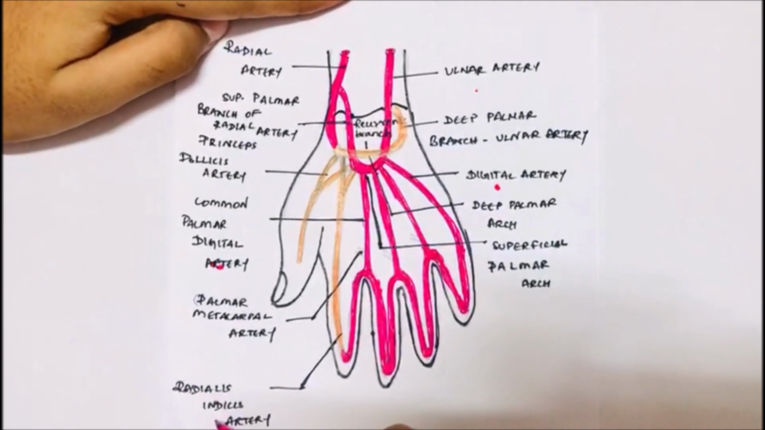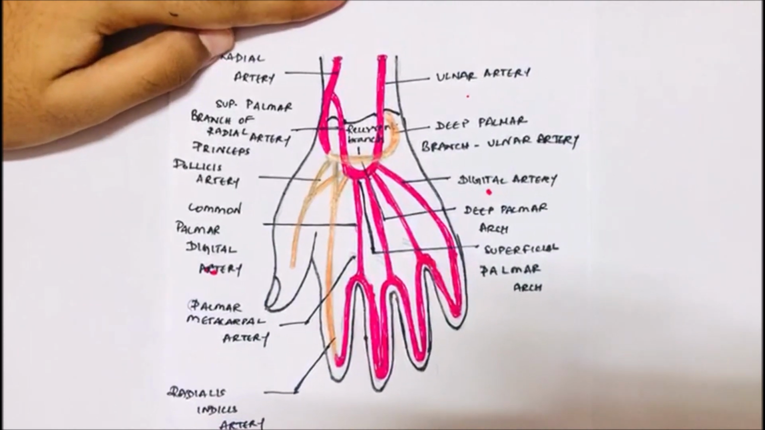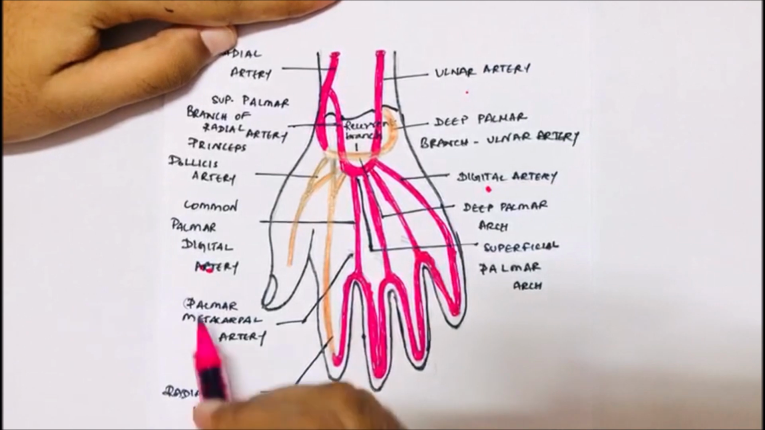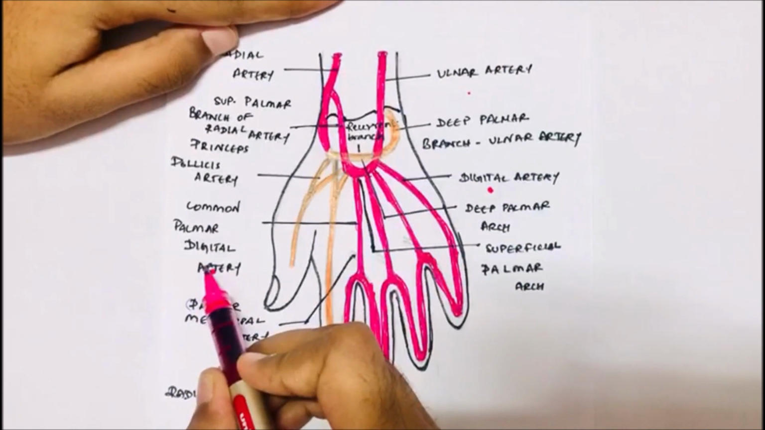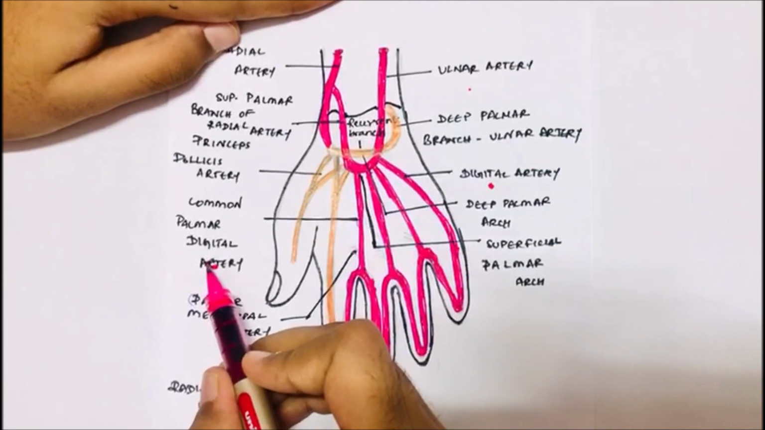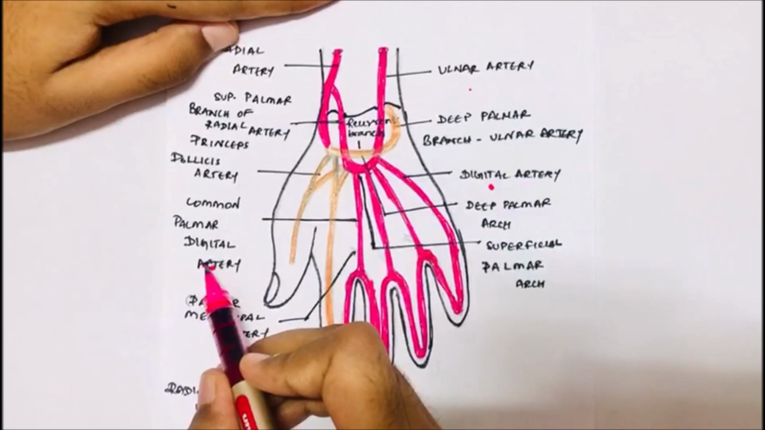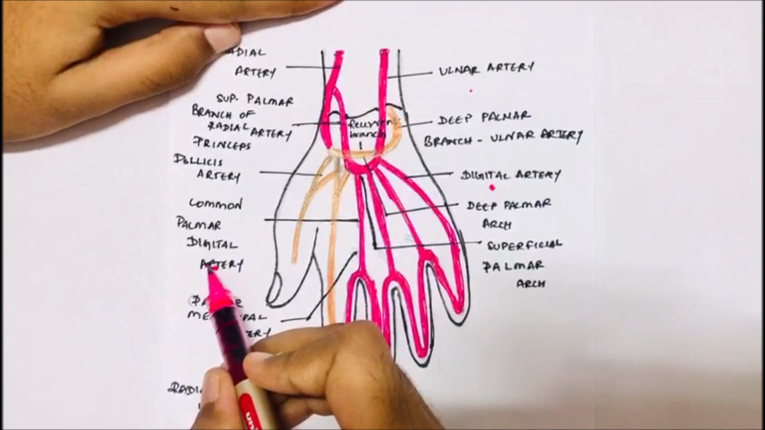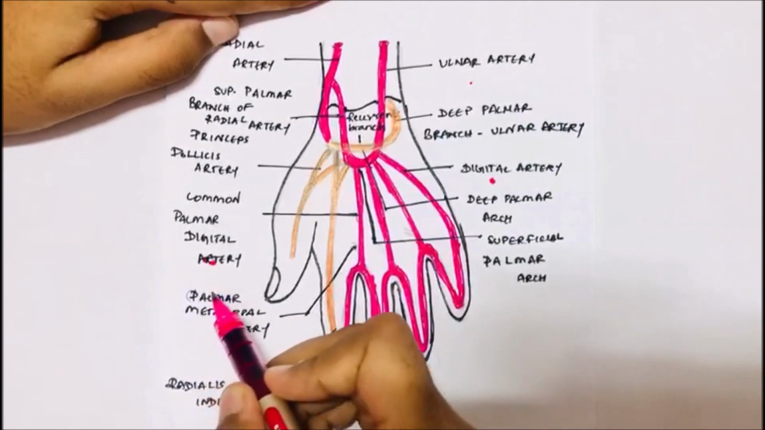Let us move on to its branches. There are three main important branches to be remembered, which are three common palmar digital arteries which go to the interdigital clefts between the fingers and each divide into two proper digital arteries. In the interdigital clefts, they are joined by the palmar metacarpal arteries.